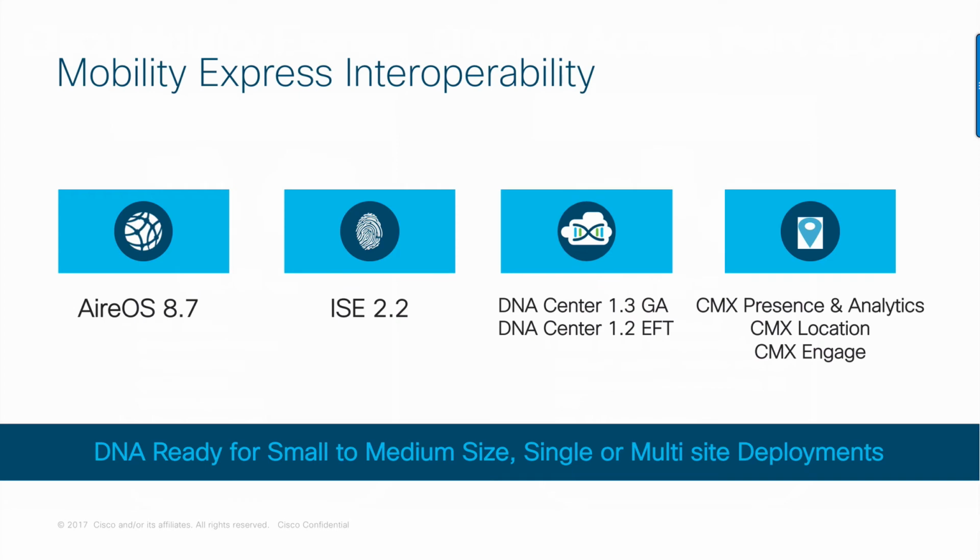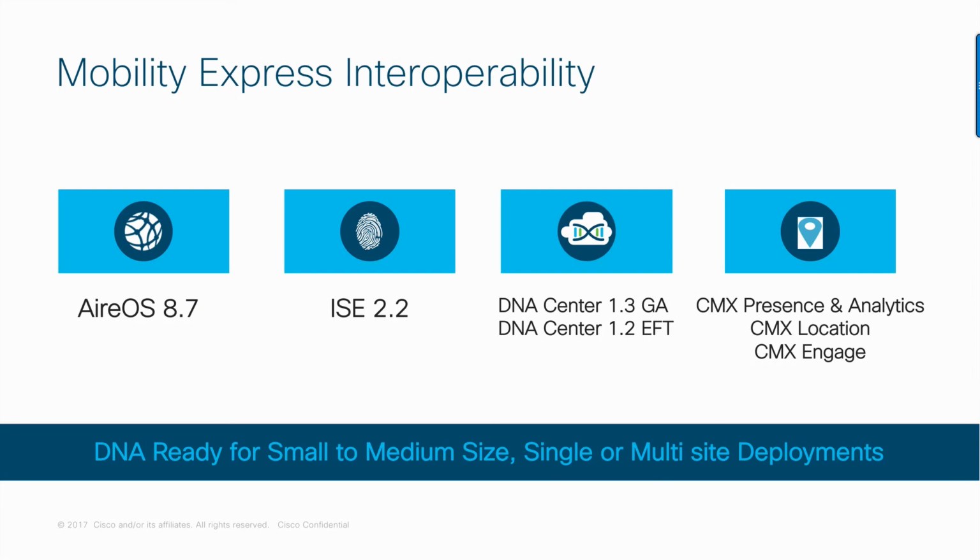In the AireOS 8.7 release, we recommend using ISE 2.2. And with respect to Mobility Express support in DNA Center, DNA Center 1.2 will support a limited set of features and will be EFT quality. With DNA Center 1.3, we will have support for both automation as well as assurance. With respect to CMX, presence, location, and engage are all supported with Cisco Mobility Express.